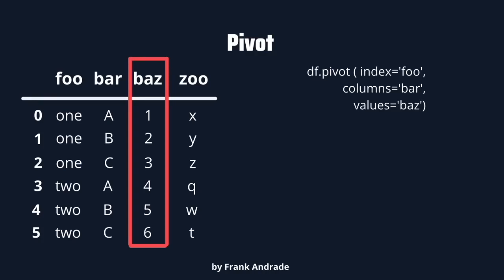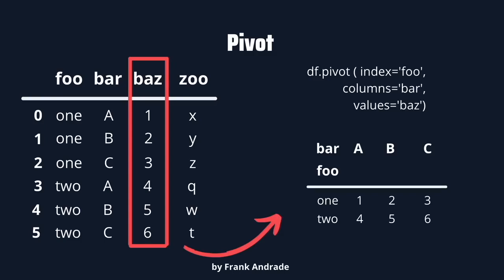And now I'm going to show you the result of this pivot method. So here it is, and as you can see, we have the foo in the index, as I told you before, and the A, B, and C that are data from the bar column are now columns in this new data frame. Also, all the data inside this baz column is the only data that is displayed in this reshaped data frame. And now let's see why it's sorted this way.